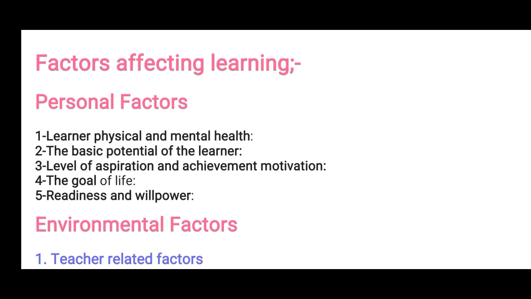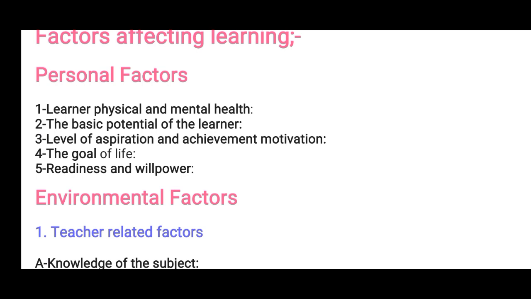Level of aspiration and achievement motivation: what type of motivation is there, why the person is learning, whether he is learning by himself or under some pressure. If he is learning under pressure, he will not be so interested. On the other hand, if a person is ready to learn by himself, he will be more active and interested. The goal of life: if a person has decided on something as a goal of life, he will learn it very properly. Readiness or willpower, how ready a person is, is also a very essential part of learning.